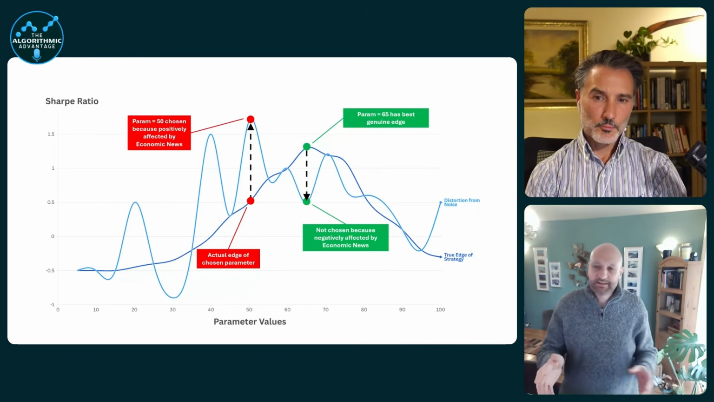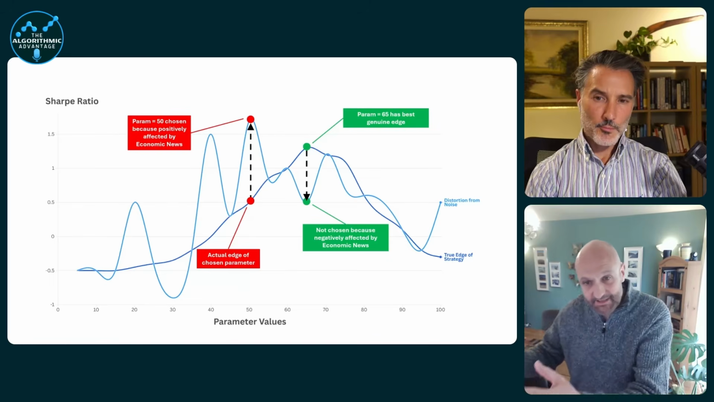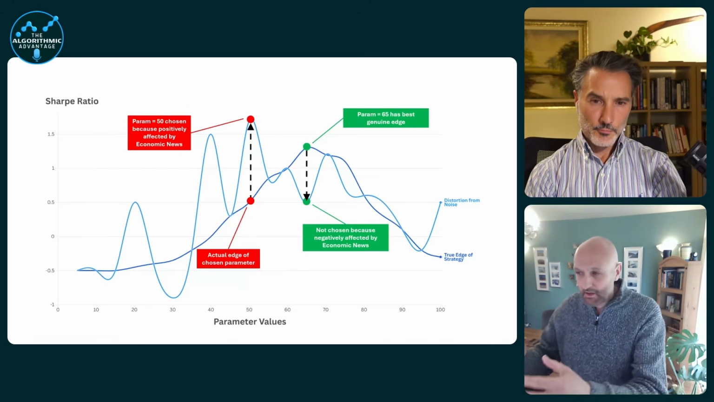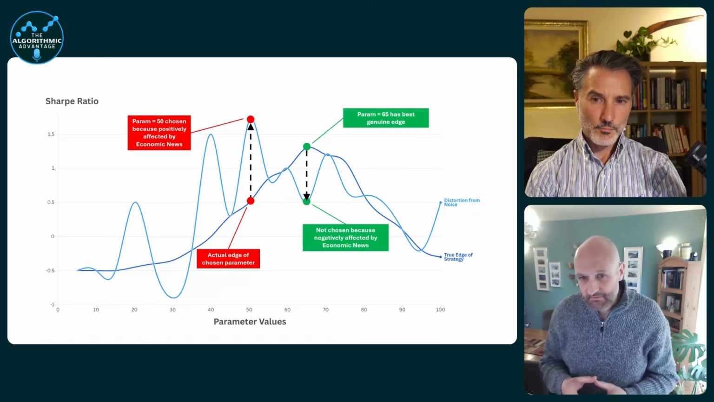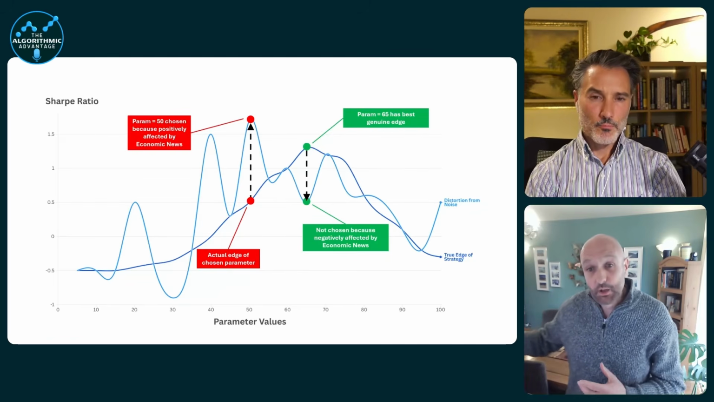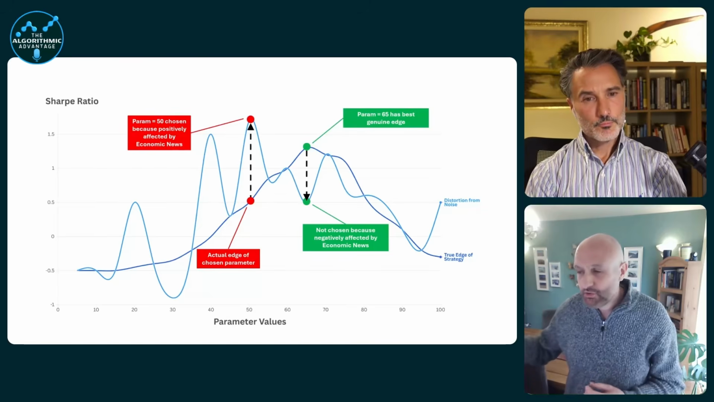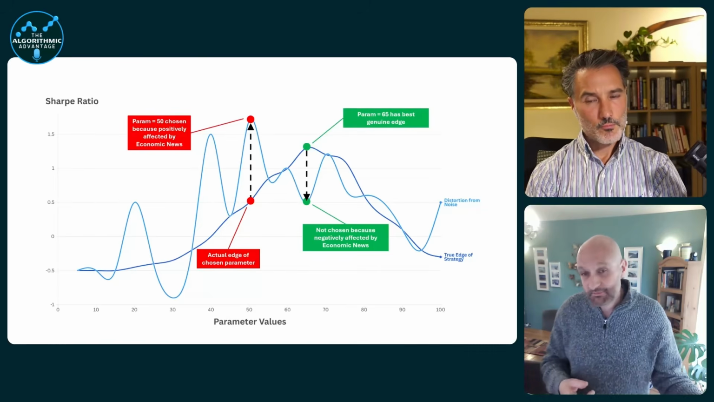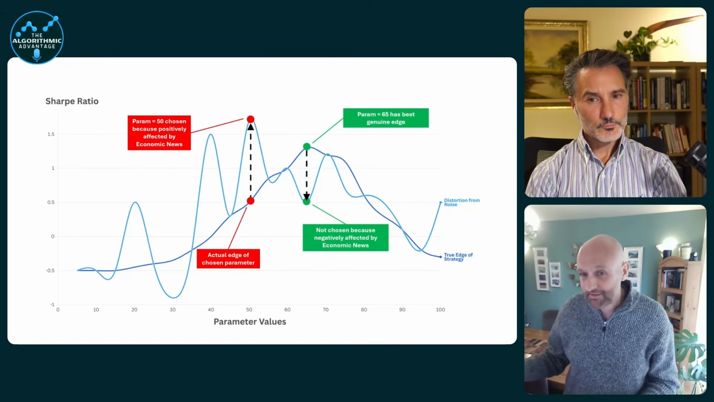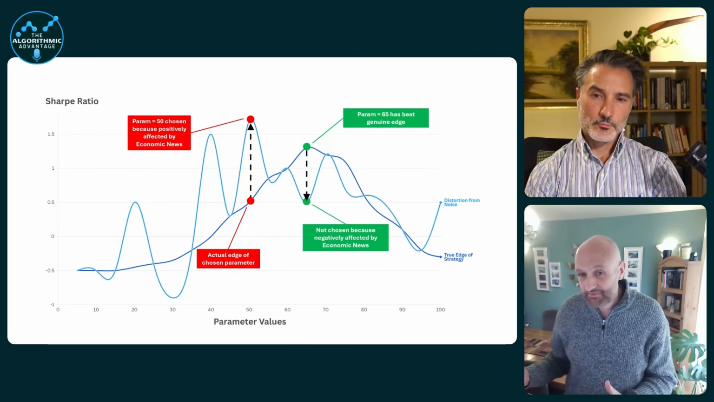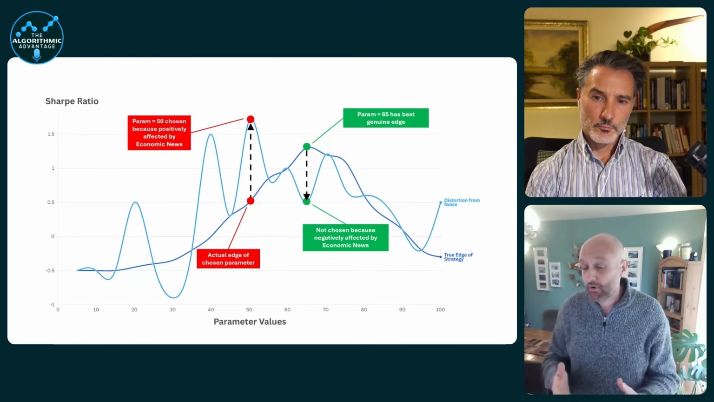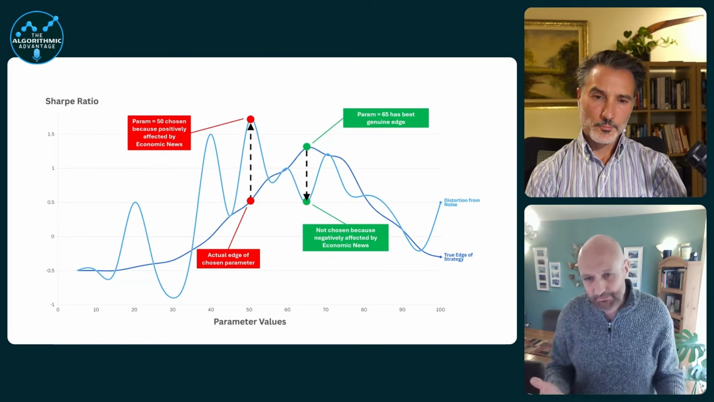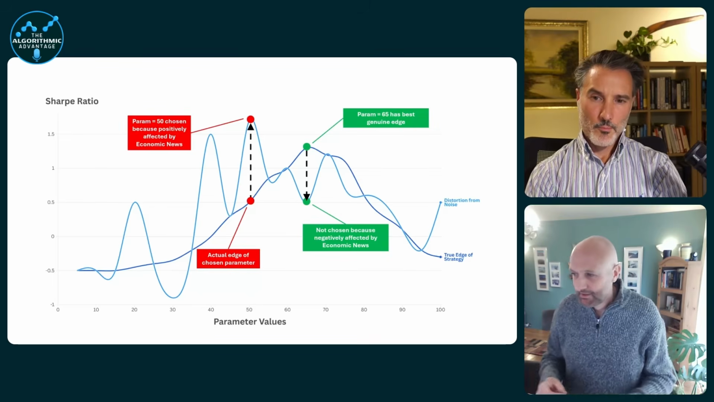So if you're making a decision from backtest data that's been influenced by that, when you go live with a strategy, you can't expect, just because something did well in the past because it was affected by economic news in a good way, that the same thing will happen in the future. It's pretty much going back to 50-50. It might benefit by chance, or it might be disadvantaged by chance.